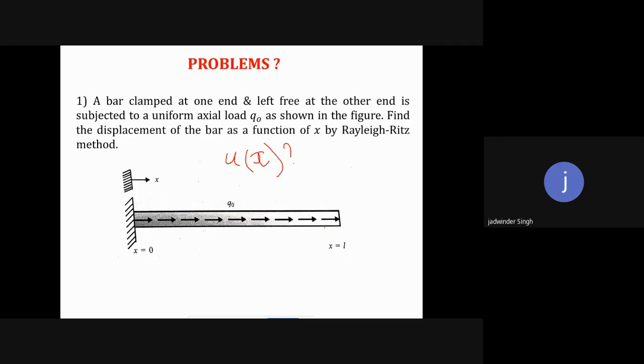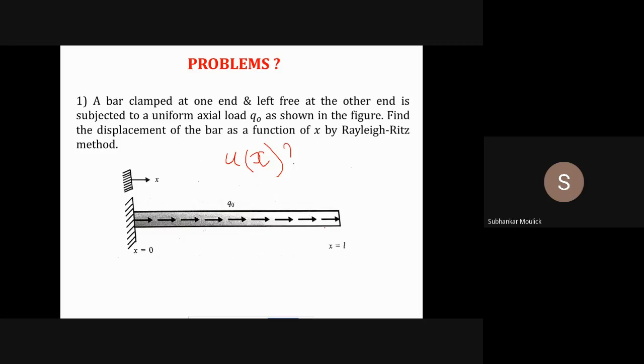Yes, sir. What is the very first step? How can we start this problem? See, so far, in each and every problem we have solved, I have given you the governing differential equation as well as essential and natural boundary conditions. But in this problem, I have given you neither the essential boundary condition, nor the natural boundary condition, nor the governing differential equation. Now you have to assume, so it will be a little bit tricky problem.